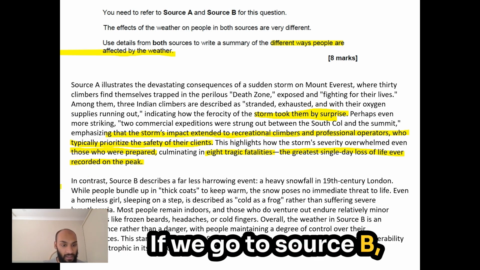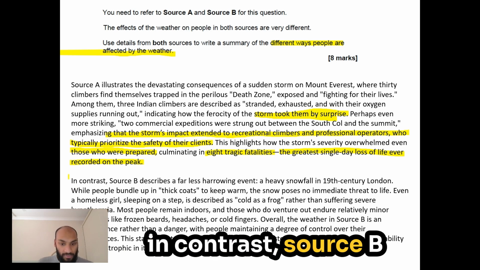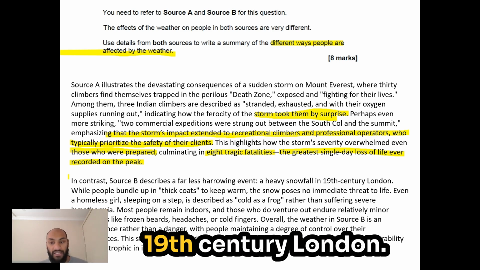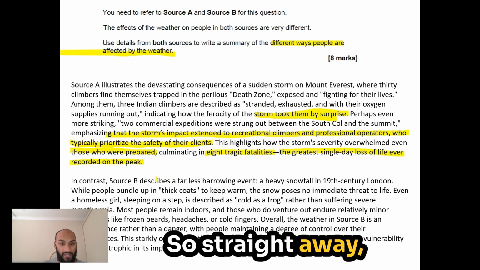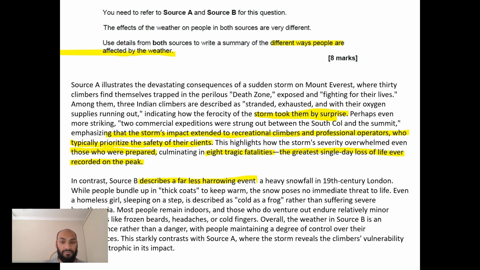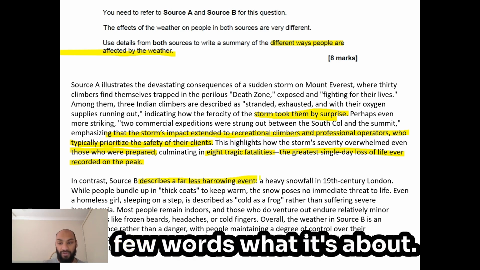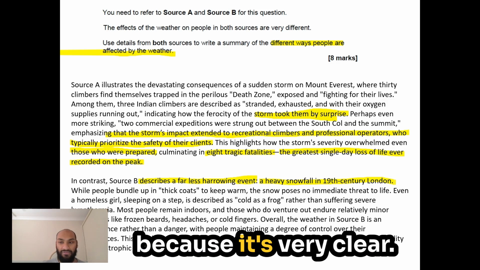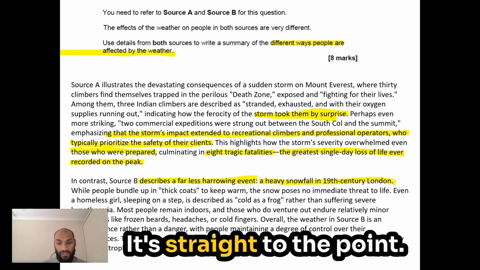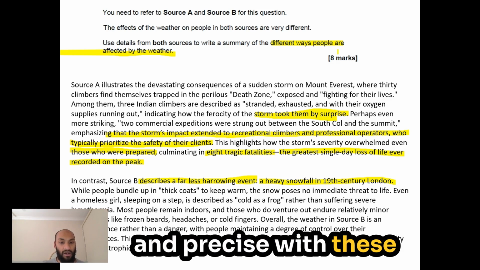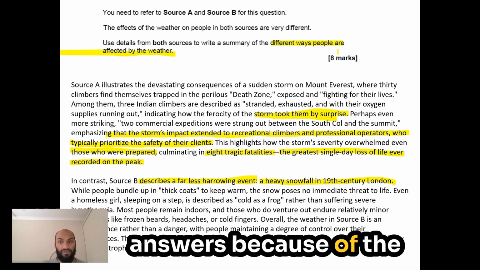If we go to source B, in contrast, source B describes a far less harrowing event, a heavy snowfall in 19th century London. So straight away they established the difference in source B, and they clarify with very few words what it's about. And again, I like the way they've opened because it's very clear, it's straight to the point. And you need to be straight to the point and precise with these answers because of the lack of time that you have.